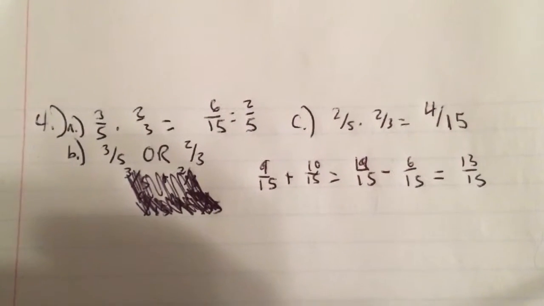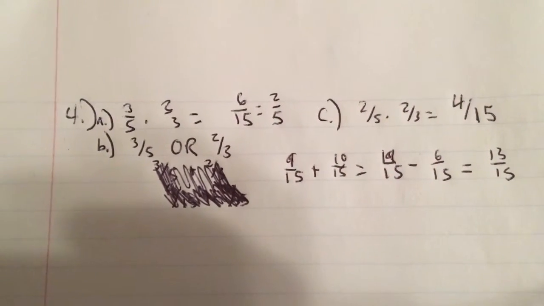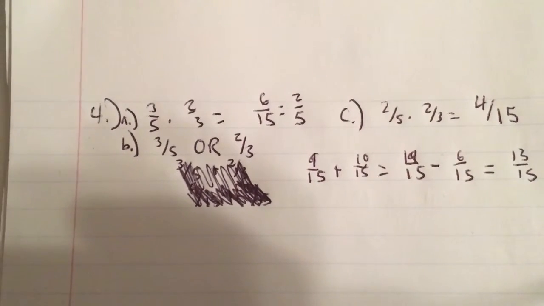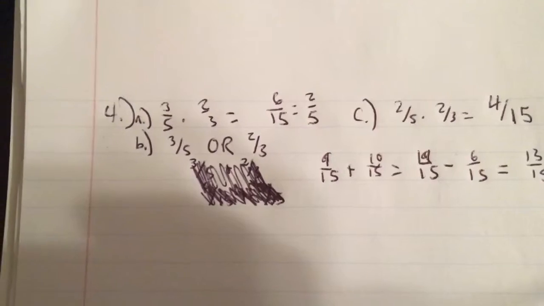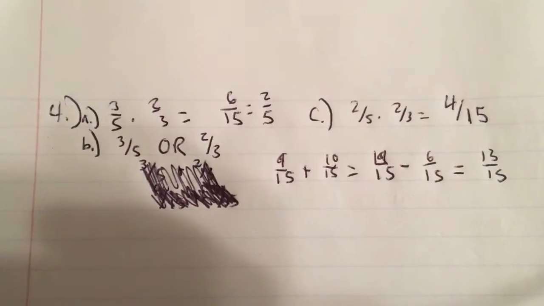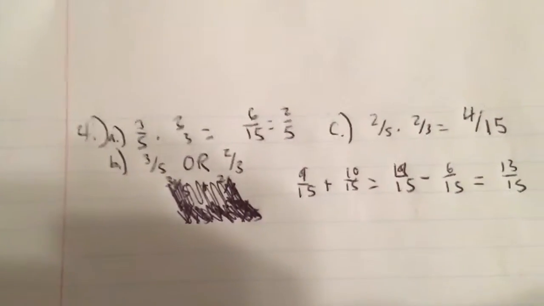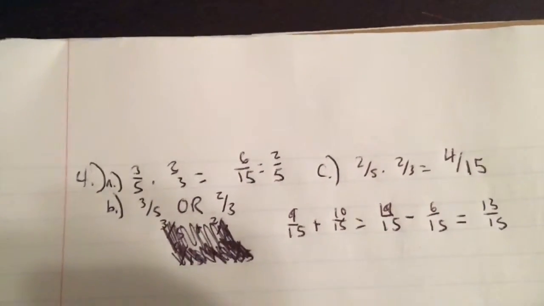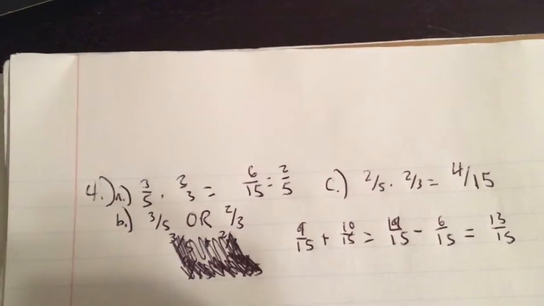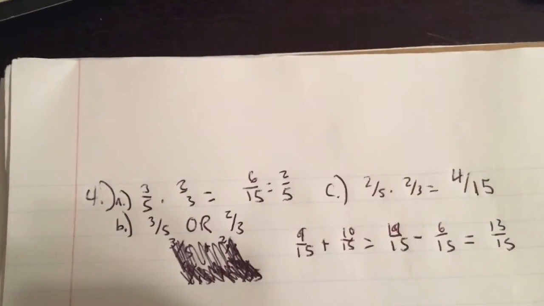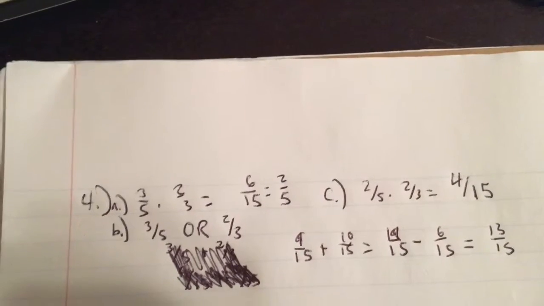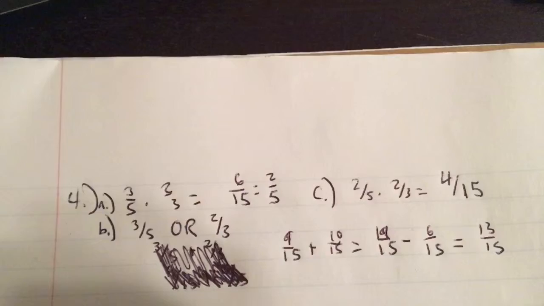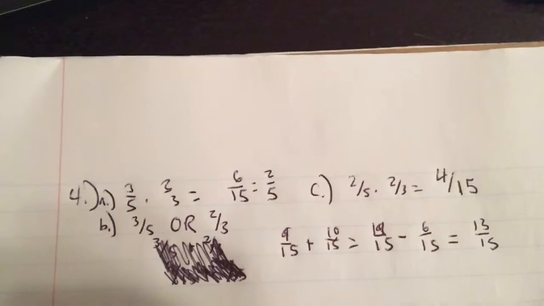So this is for the fourth problem, and the fourth problem states that the probability that a man will be alive in 25 years is 3/5, and the probability that his wife will be alive is 2/3. So for A, you're supposed to determine the probability that in 25 years both will be alive, and this is an AND issue, so you use multiplication. You multiply the probability that the man will still be alive, which is 3/5, and the probability that his wife will still be alive, which is 2/3. That gives you 6/15, which can be reduced to 2/5.